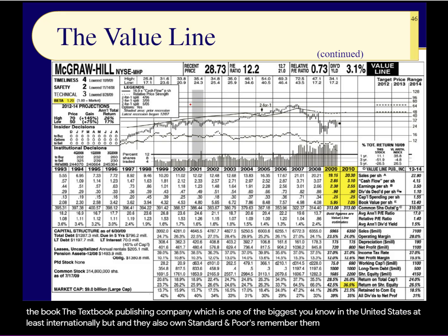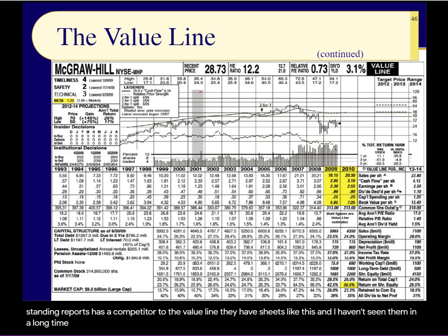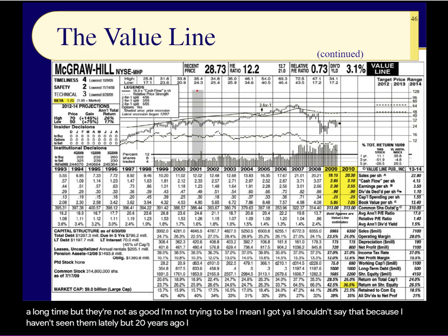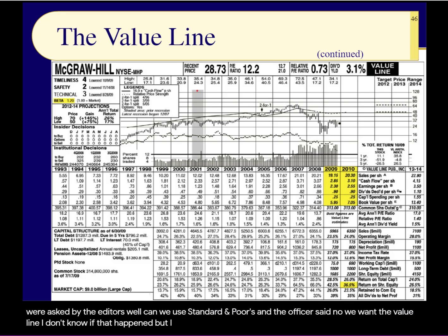Remember them? Standard & Poor's? Well, Standard & Poor's has a competitor to the Value Line. They have sheets like this. I haven't seen them in a long, long time, and I shouldn't say this because I haven't seen them lately, but 20 years ago I thought, oh, this isn't that great. It's not very good compared to the Value Line. So I can imagine that the authors probably were asked by the editors, well, can we use Standard & Poor's? And the authors said, no, we want the Value Line. I don't know if that happened, but I'm just imagining it.